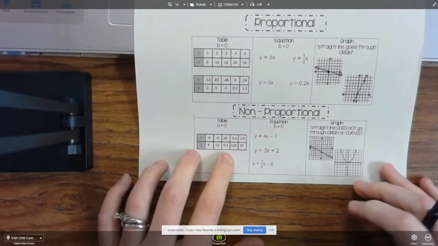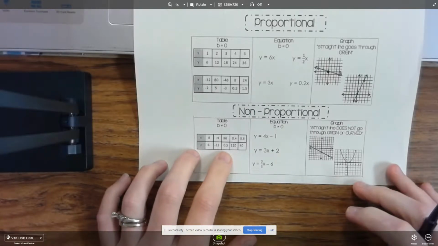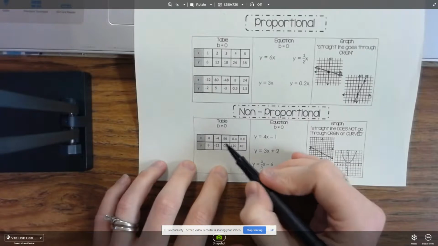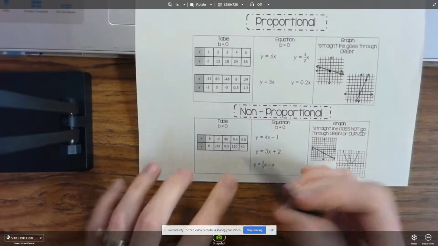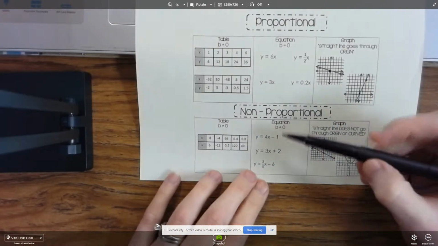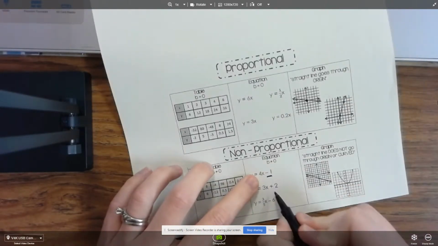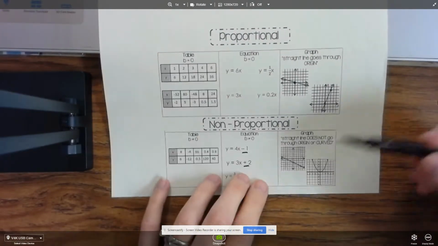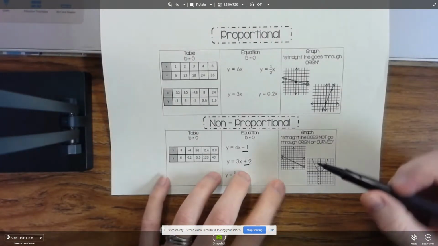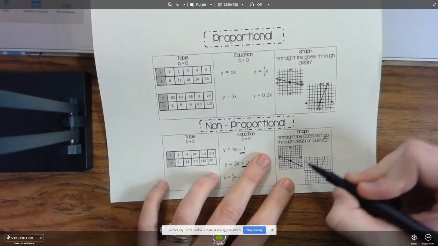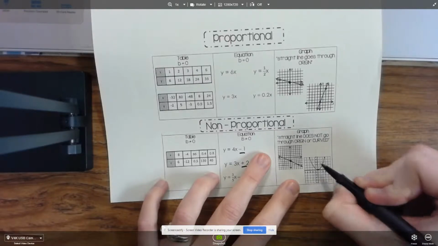So for non-proportional, if we stick the table into our calculator, into our stat list, and we do linear regression, we're going to get a B value of anything but 0. Any other number, it's not proportional. And then in the equations, you can see here that we've got something added or subtracted to the end of all these. And then the graph may be straight, but maybe it doesn't go through the origin, and that would be non-proportional. Or it might go through the origin, but it's curved.